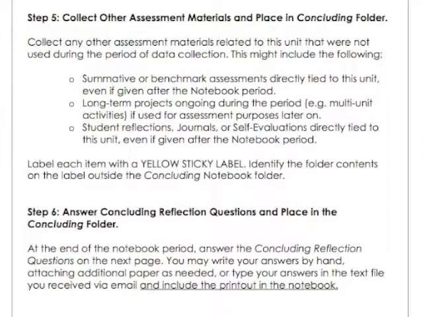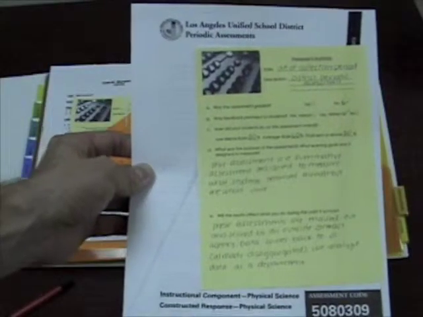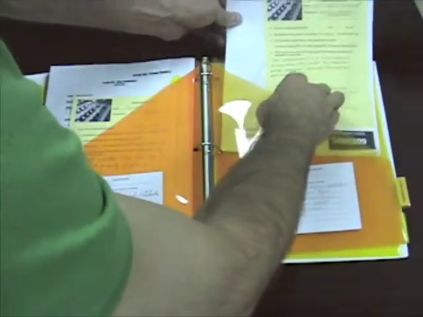At the end of the notebook period, please collect any other assessment materials related to this unit that were not used during the period of data collection. This might include summative or benchmark assessments, long-term projects, and student reflections directly tied to this unit, even if they are given after the 2-week period included in the notebook. Again, label each item with a yellow sticky label and place them in the concluding folder. Identify the folder contents on the label outside the folder.